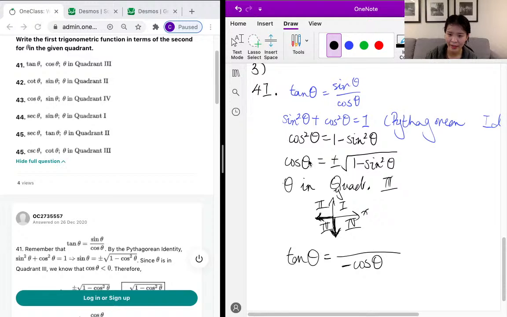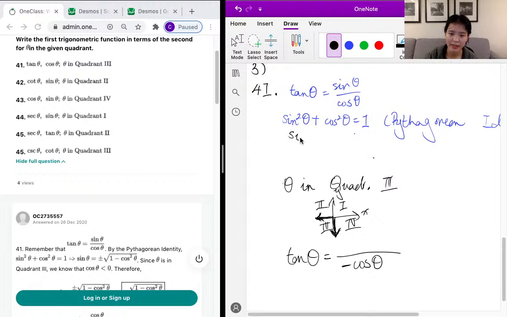Actually, I did it the opposite. We should be finding our sin of theta in terms of cos of theta. Here's our cos of theta in terms of sin of theta, but we actually should do the opposite, because we want to write in terms of cos of theta instead of in terms of sin of theta.